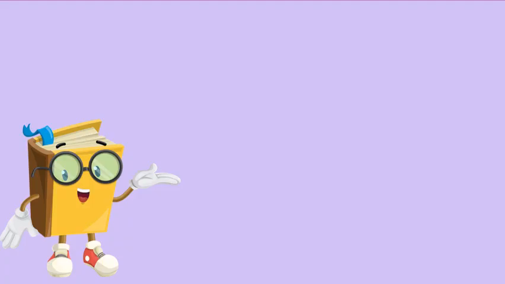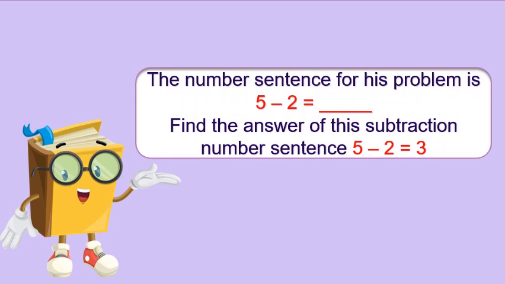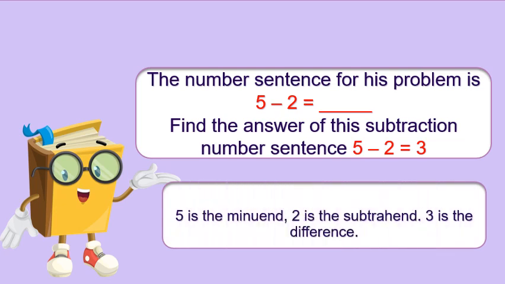The number sentence for this problem is 5 minus 2 equals blank. Now let's find the answer of this subtraction. The number sentence is 5 minus 2 equals, you're right, it's 3. So it means that 5 is the minuend, 2 is the subtrahend, 3 is the difference, or the answer.